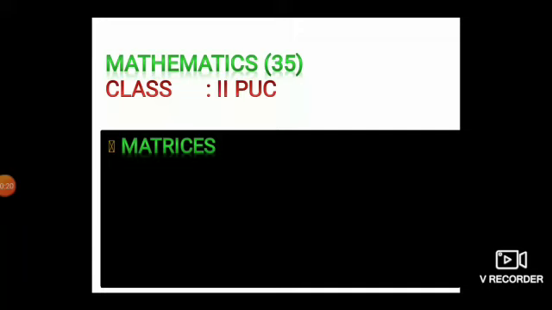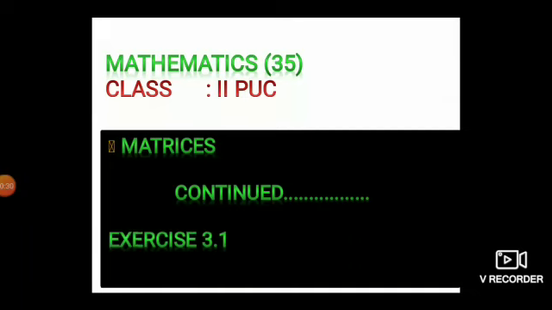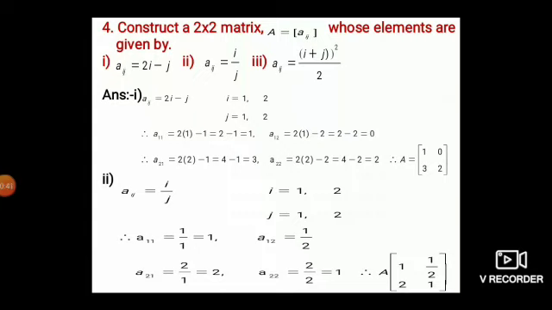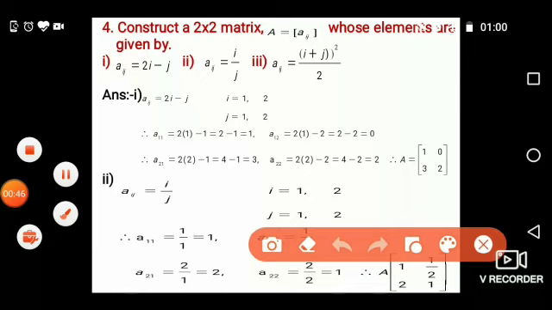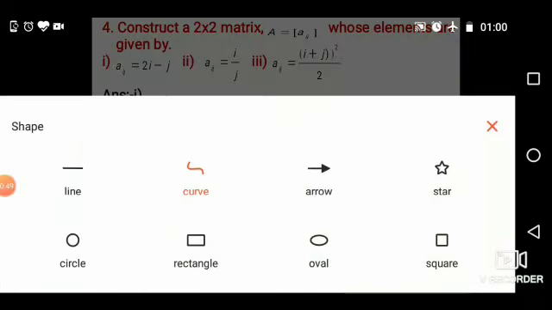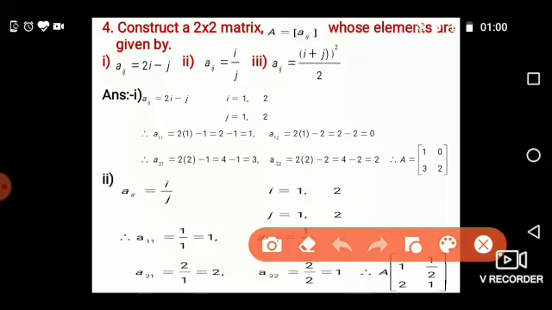Today, let me start with some of the examples from exercise 3.1 which are expected for 1 mark questions in the examination. The first example: construct a 2 cross 2 matrix A equals Aij, whose elements are given as, first example, Aij is equal to 2i minus j.